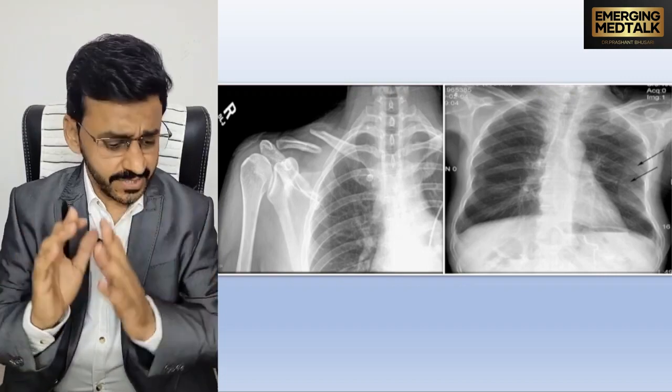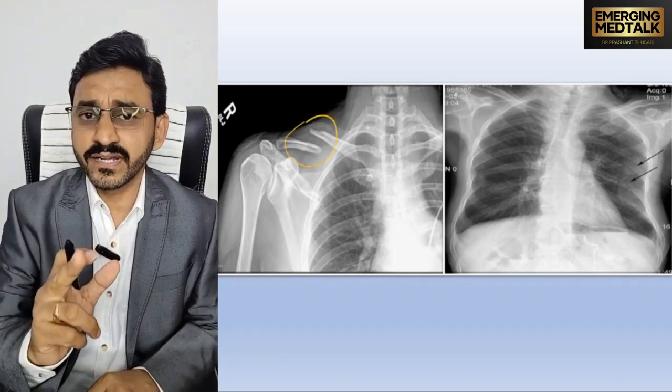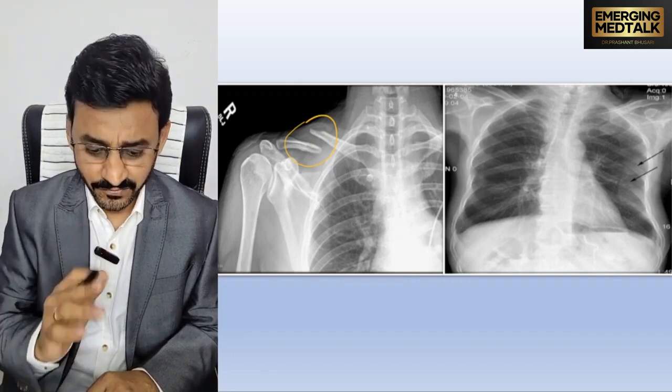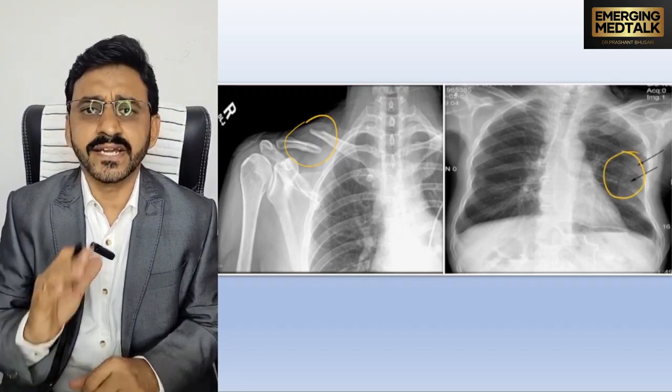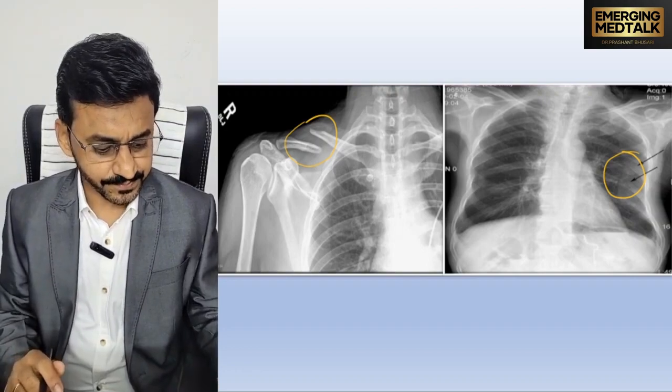Now why are we discussing these bones? Very simple. Here is a break in the cortical continuity of the clavicle, so there is a fracture of the clavicle, and here also we can see a break in the continuity of the ribs. So there is a rib fracture.